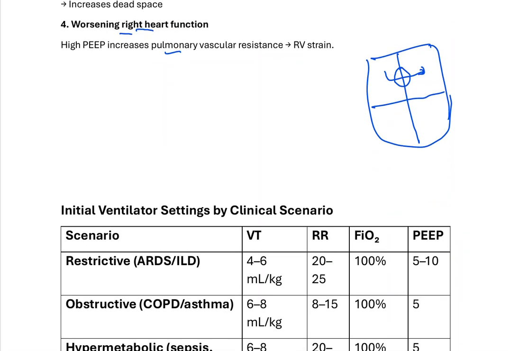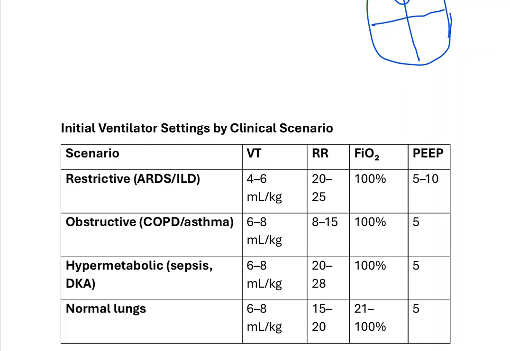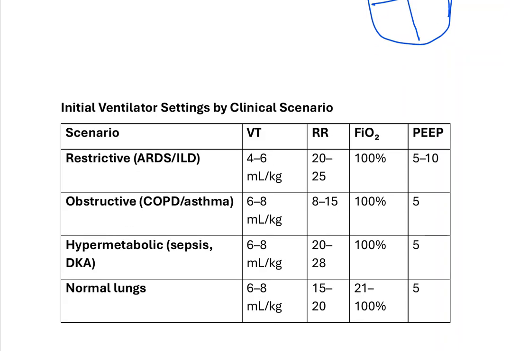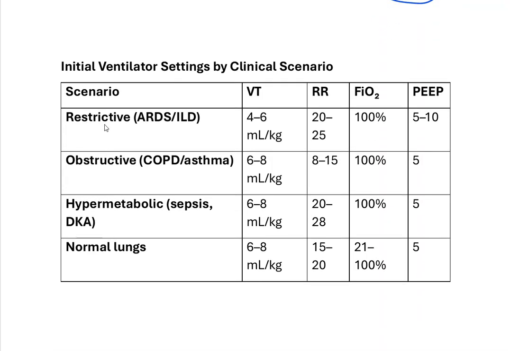So let's now move on to talk about the initial ventilator setting by clinical scenario in summary. Kind of like a summary of everything we've spoken about in the past. So for a restrictive pathology, maybe in the case of acute respiratory distress syndrome or somebody who has interstitial lung disease.